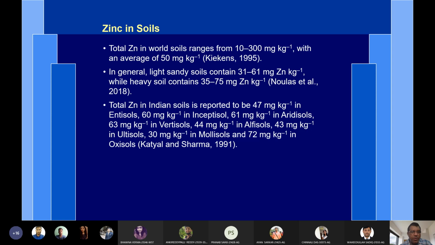Total zinc in Indian soils is reported to be 47 milligram per kg in NT soils. So the content also varies with the soil. In NT soil it may be about 47 milligram, in inceptisols 60, in erythrozoles 61, in vertisols 63, in alfisols 43, and so on. These are just to give you some rough idea that levels of zinc in soil are in milligram or ppm, and they can be somewhere around 30 to 50, or 30 to 60 milligram zinc per kg soil.